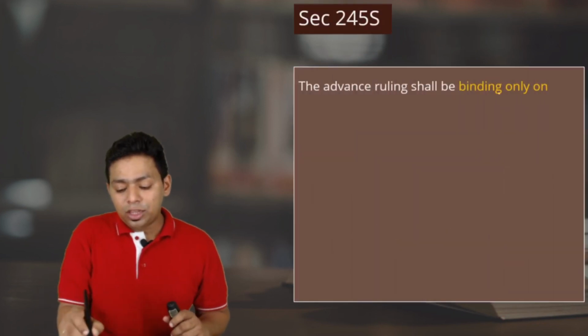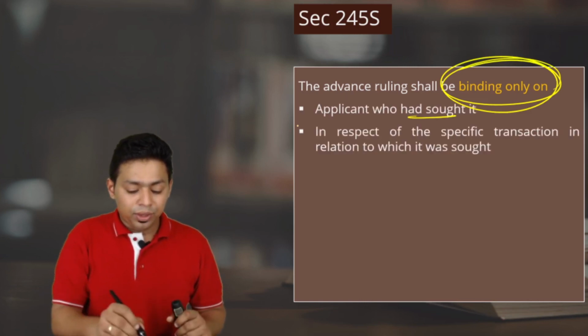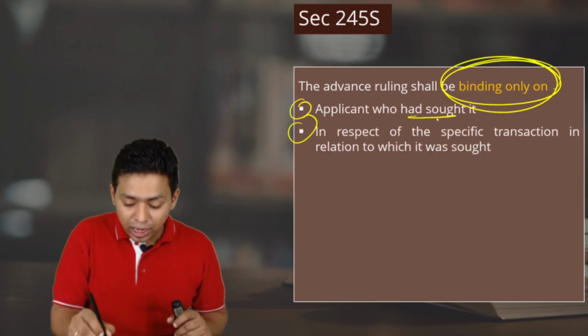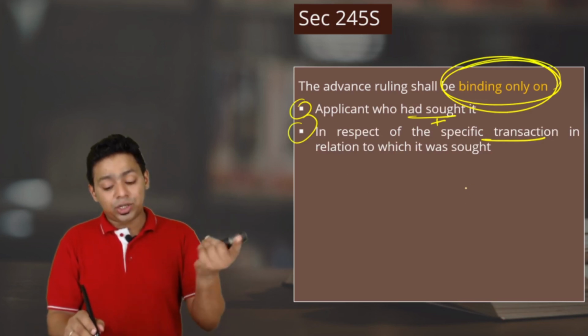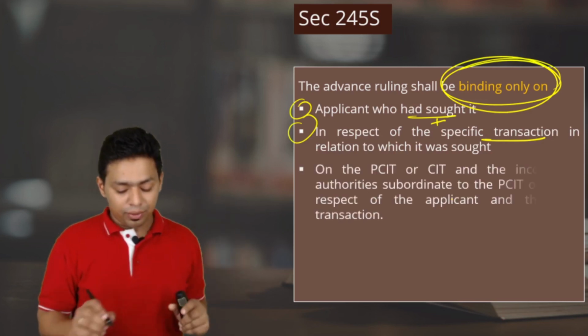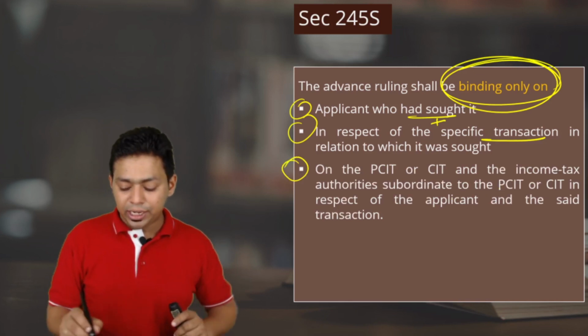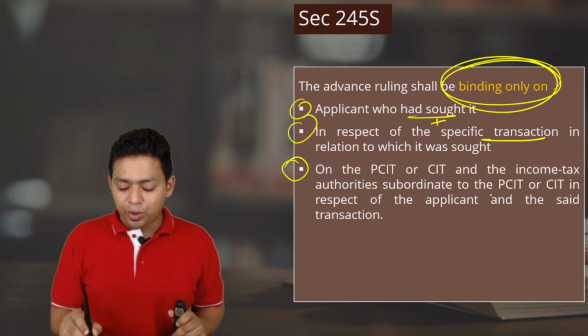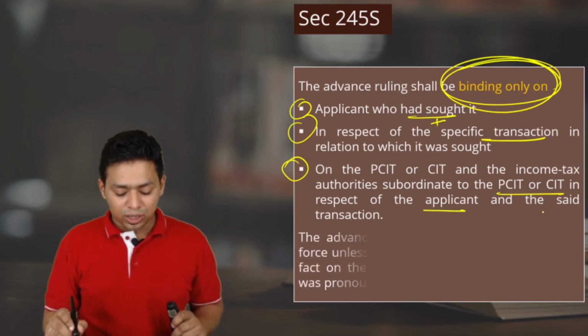The advance ruling is binding only and only on the first applicant who had sought it. This is the first part. And second part, in respect of the specific transaction in relation to which it was sought. It is also binding on CIT, PCIT, and the income tax authority subordinate to PCIT or CIT in respect of the applicant and the said transaction.